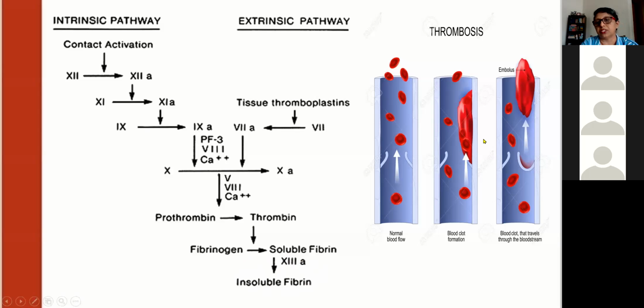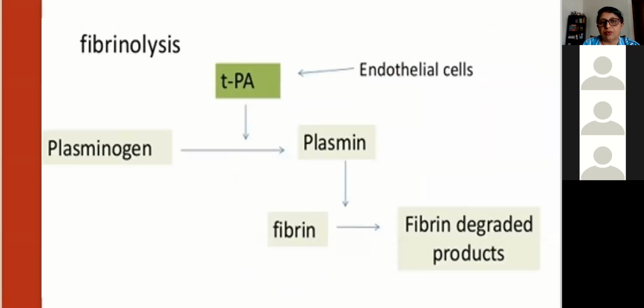These are the pictures of this. Here there is a normal vessel, and this is the blood clot formation, and once it is dislodged, it is also called an embolus. Everything you know. Then, as I was telling, once the repair is over, the fibrinolytic system will be activated. We cannot keep the vessel clogged with clots.